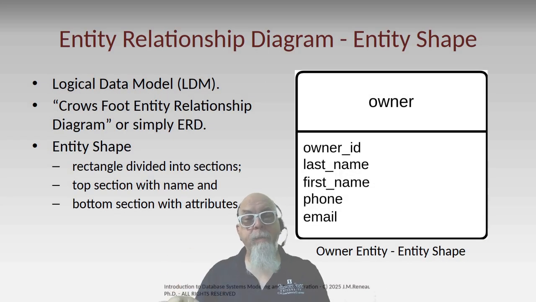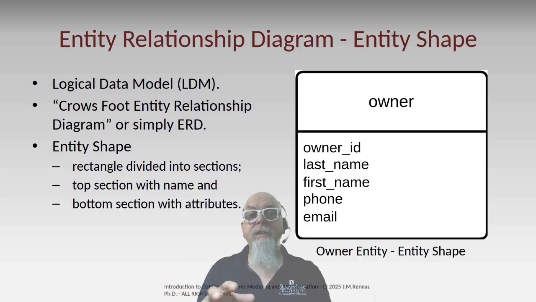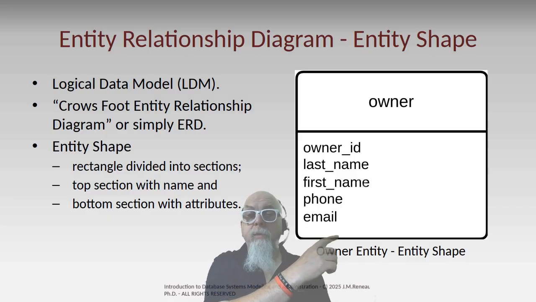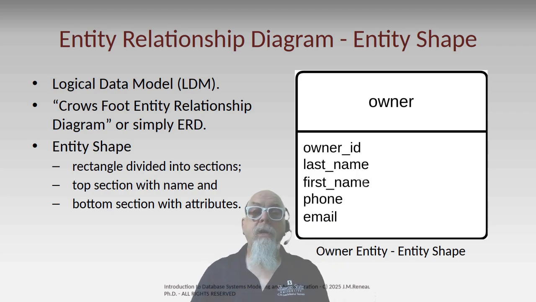This video and the next couple of chapters are going to start moving us into creating the LDM, or the logical data model. The shape for the entity in a logical data model changes a little bit, to be a rectangle with either rounded or square edges divided into two sections. The top section will include the name of the entity, and the bottom section will include a list of the attributes. You can see here the attributes are in snake case.